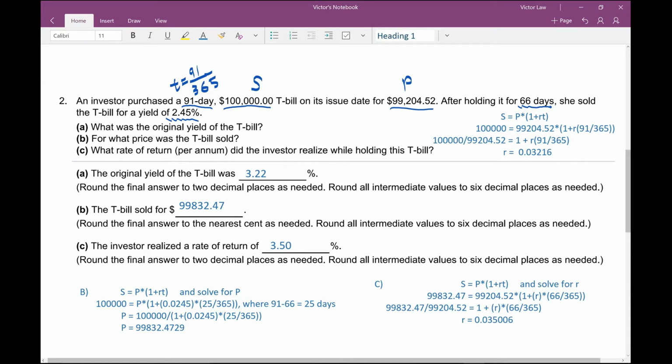We have 99,832.47 = 99,204.52 × (1 + R × 66/365). Then we rearrange the formula, and we have 99,832.47 divided by 99,204.52 equals 1 + R × 66/365. And then we solve for R, and we get 0.035, which is 3.5%, and that's part C.